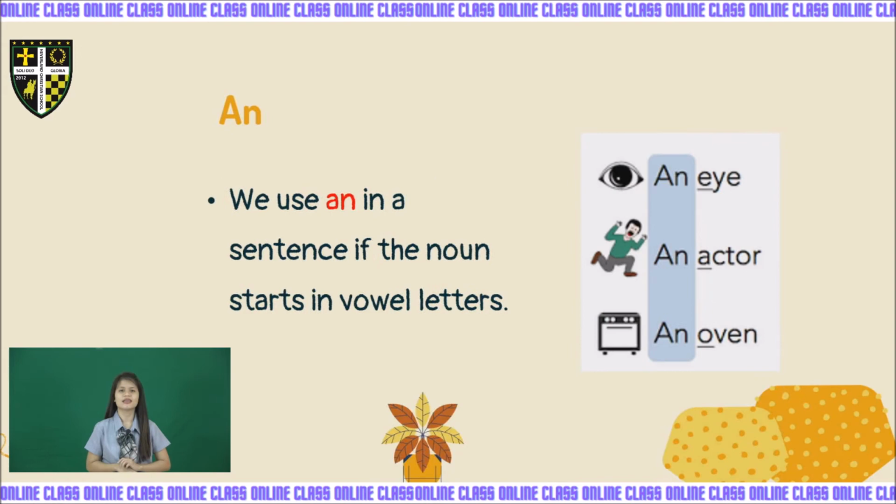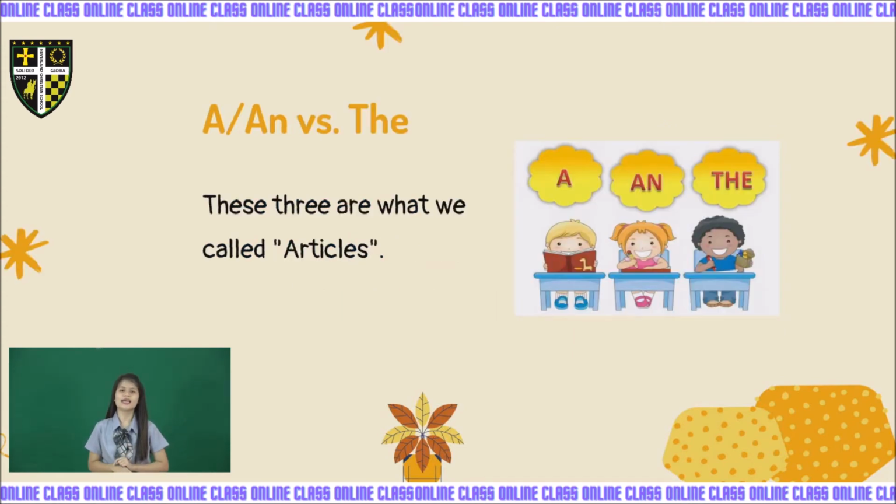Understood? Next, an. Again, we use an in a sentence if the noun starts with a vowel letter. An eye starts with a vowel E. That's why we have to use an instead of a. An actor, an oven. Next, a and an versus the. Well, these three are what we call articles. When we say articles, these are words that define a noun as specific or not specific. These are called articles. Again, they are called articles.